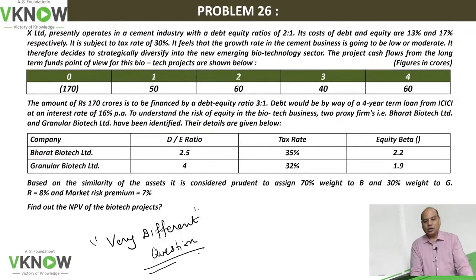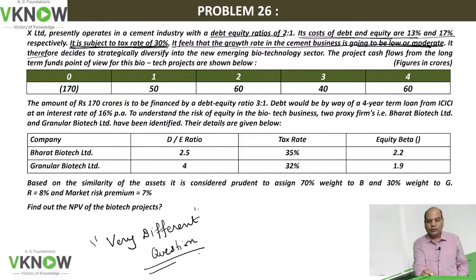X Limited presently operates in a cement industry with a debt equity ratio of 2:1. It consists of debt and equity. Cost of debt and equity are 13 and 17% respectively. It is subject to 30% tax rate. It feels that growth rate in cement company is going to be low or moderate. It therefore decides to strategically diversify into new emerging biotechnology sector.